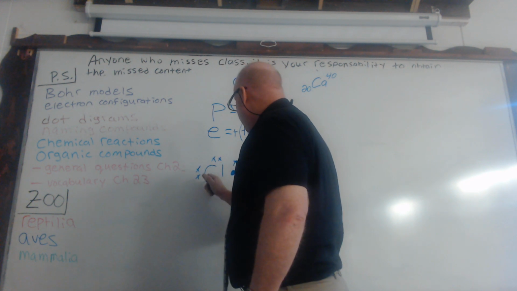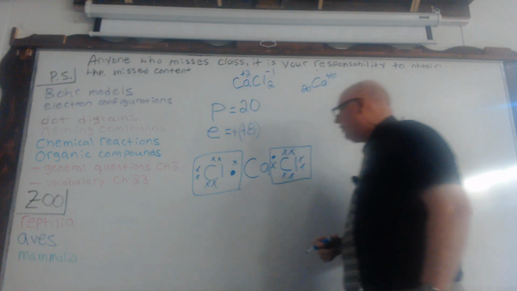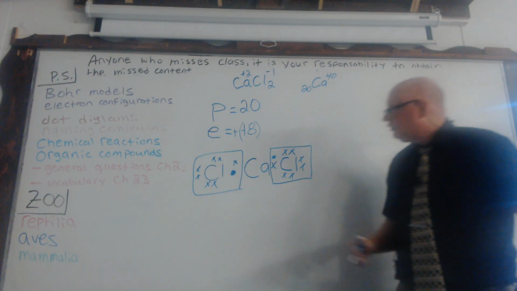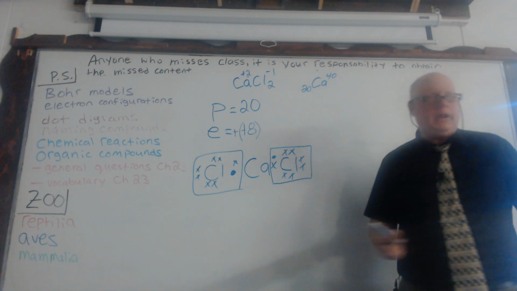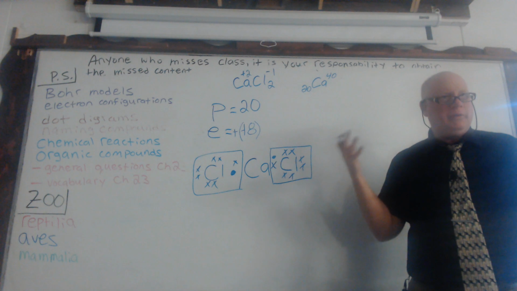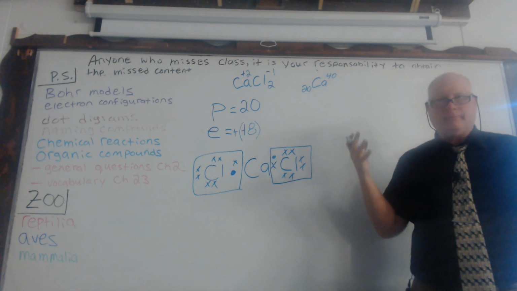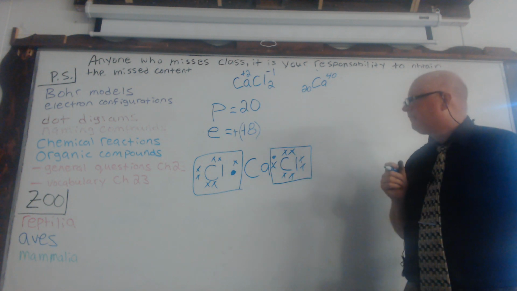And it doesn't matter if the X's are the same size. And you don't have to put boxes around them. That just shows you that now we've satisfied that octet rule. But calcium doesn't have any around it. But what do metals want to do with their valence electrons? They want to get rid of them, and that's exactly what they did.